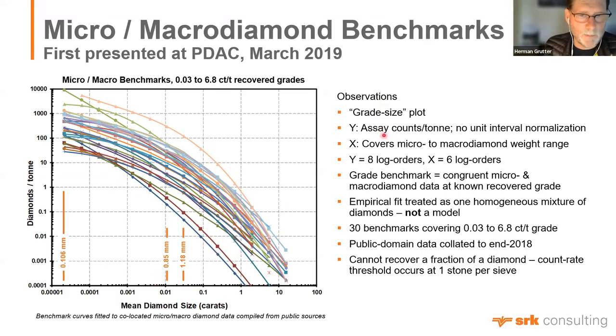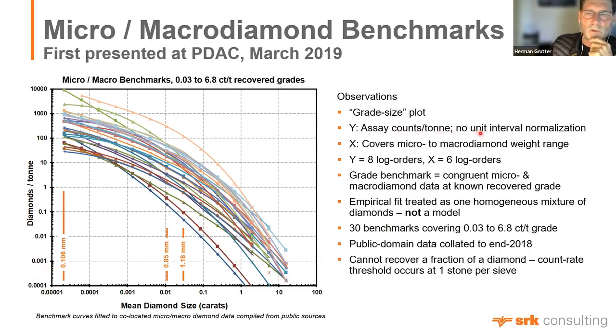And we can make some observations on this grade size on this graph over here. It's a grade size plot. It's not a size frequency distribution plot. So grade is diamonds per ton. That's the grade portion. Size is mean diamond size. That's on the x-axis. The y-axis is assay counts per ton, diamonds per ton.